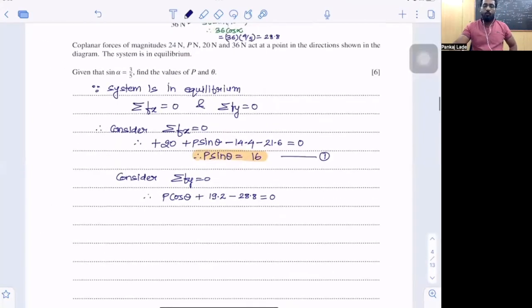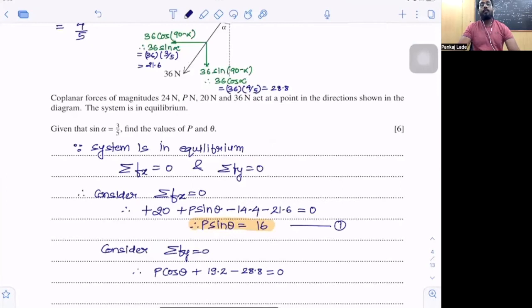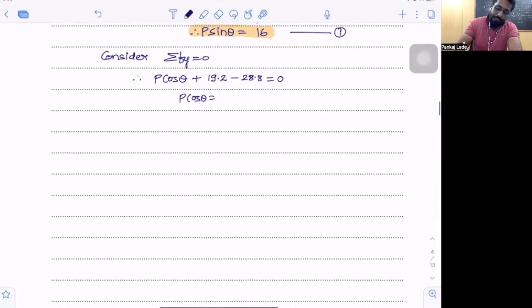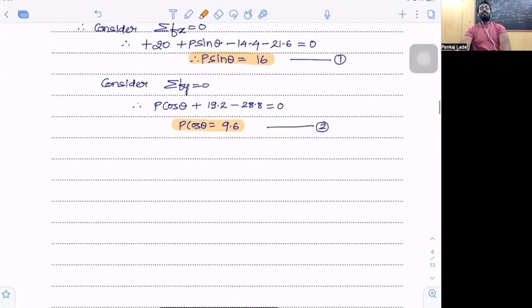So this time only 3 forces, right, students? This time there were only 3 vertical forces that I've considered. So can I get the value of P cos theta from here? Of course I can. So I get P cos theta is equal to, transfer the remaining 2 terms on the other side. So the 28.8 becomes positive and 19.2 becomes negative. It comes out to be 48 divided by 5, or you can say 9.6. So P cos theta has come 9.6. Okay, I'm going to call this equation number 2. So I have 2 equations, P sine theta as 16 and P cos theta as 9.6.